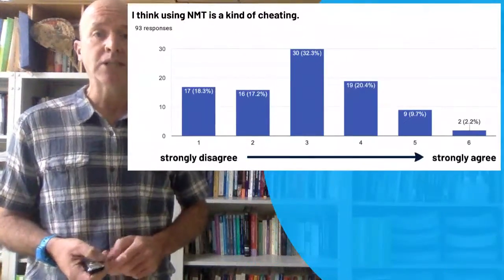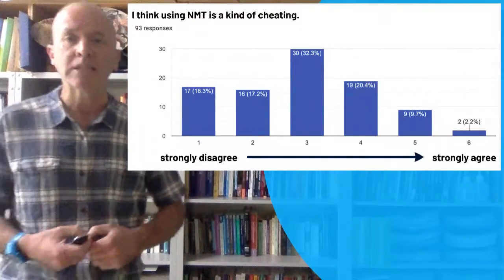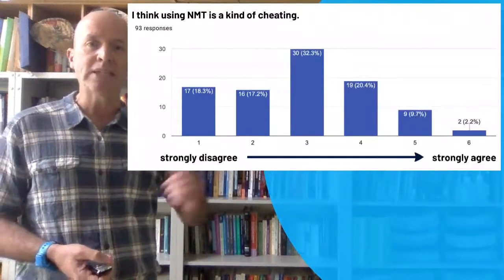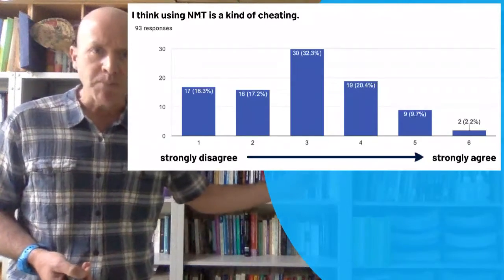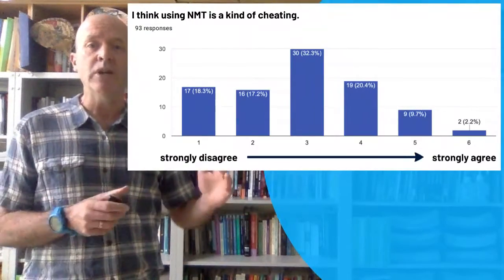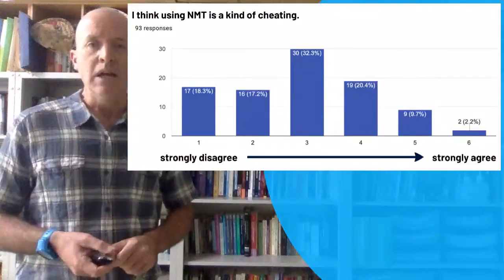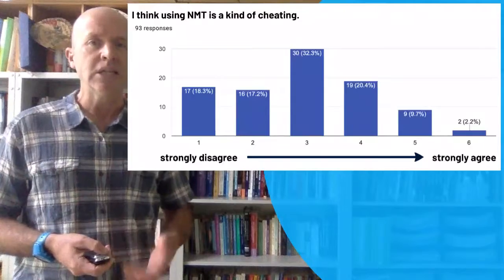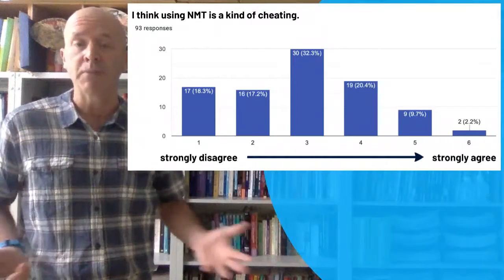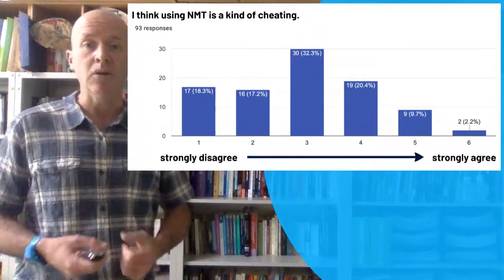This last one is really the key question that I was looking at, asking them, do they think that using these online translation services is a kind of cheating? And again, you can see the wide spread of responses here. Only a couple strongly agreed, while the majority were in that unknown area of 3, 4, kind of thinking it's like cheating, but not really. So it seems like the students themselves are also perhaps a bit confused about the use of machine translation. Is it cheating or is it not?